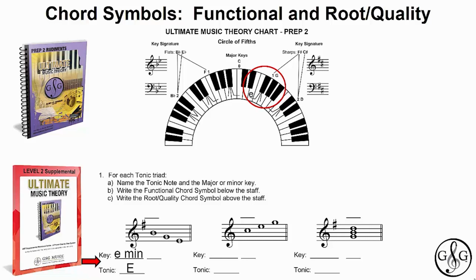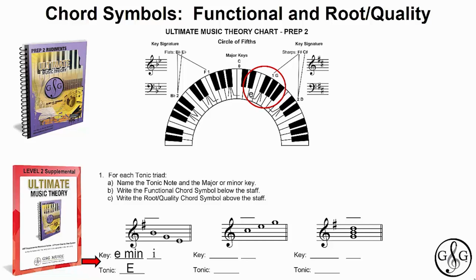Next question, B. Write the functional chord symbol below the staff. The functional chord symbol for the major tonic triad is an uppercase Roman numeral I, meaning 1, and a lowercase letter i for a minor triad. Therefore, the functional chord symbol for E minor is lowercase i.